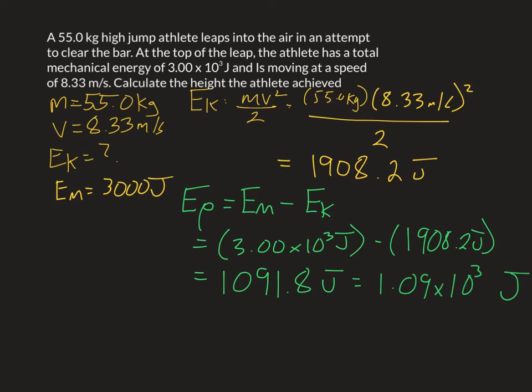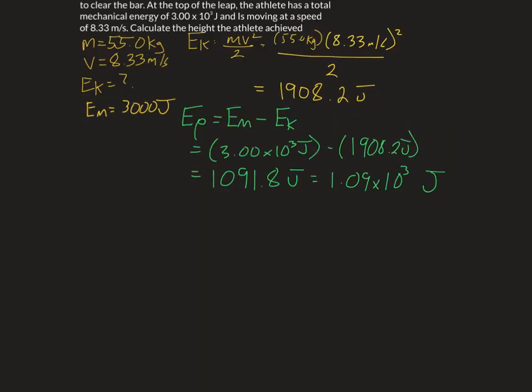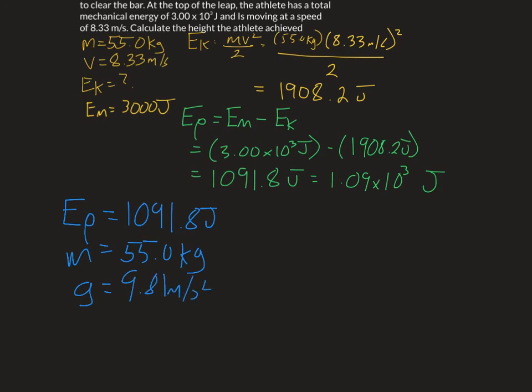All right, so let's take it one step further where we want to find how high this particular athlete jumped. So here, let's take a look at what we know. We know now that our potential energy is 1,091.8 joules. We know that this person's mass is 55.0 kilograms. We know, as always, that gravity is 9.81 meters per second squared. And this question is asking us for the height. All right. So we know that to find height, we're going to go height is equal to our potential energy divided by mass times gravity.